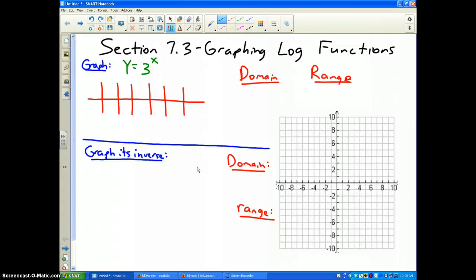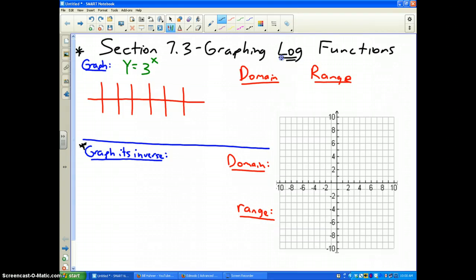All right, the last part of section 7.3 is learning how to graph log functions. Well, here's one problem. So if you want to pause the video and copy some stuff down, that's great. I want you to break it into two parts because we're going to graph the exponential function right here, which is y equals 3 to the x, and then we're going to graph its inverse.